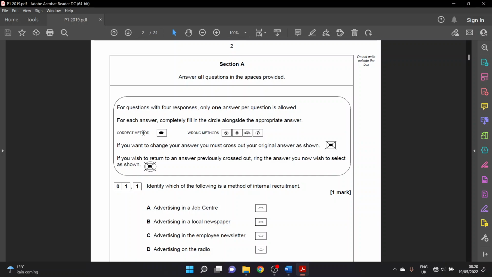Read this before the exam. You don't want to be reading that in the exam. It's a waste of time. It's the same every year. It tells you how to fill in the boxes, the correct method, wrong methods, and how you change your answer. It's really important that you know that before you go in, so that you don't need to waste your time reading it. You have to fill the boxes in like that because it's marked by a computer. And if you don't do the correct mark, there's a chance that the computer won't see it. If you put a little tick in the box, the computer might not see it and you might not get a mark.